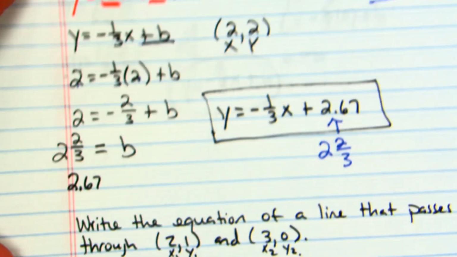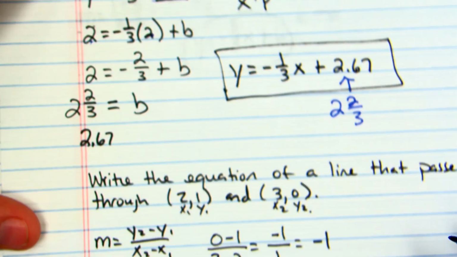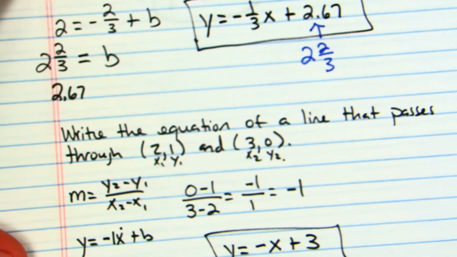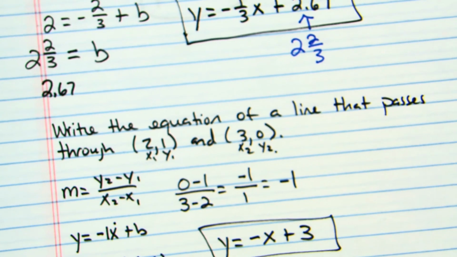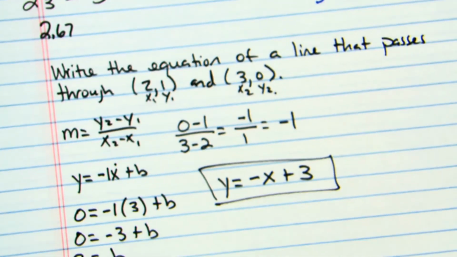Okay? This problem is a little bit easier. Write the equation of a line that passes through 2, 1 and 3, 0.